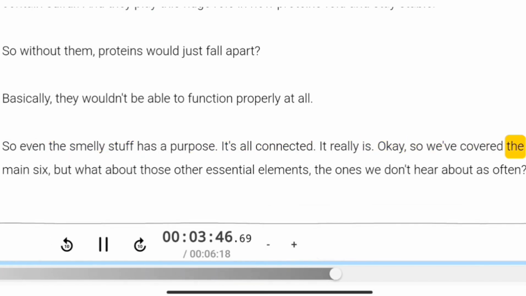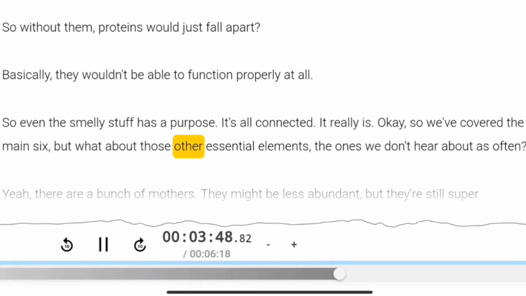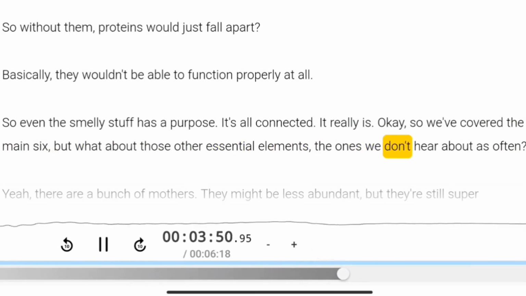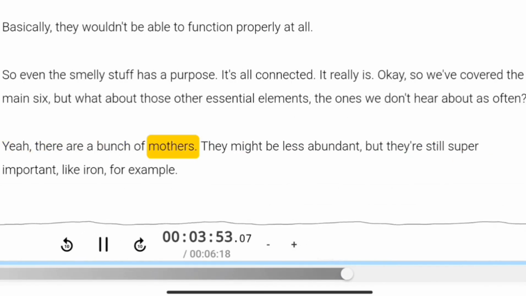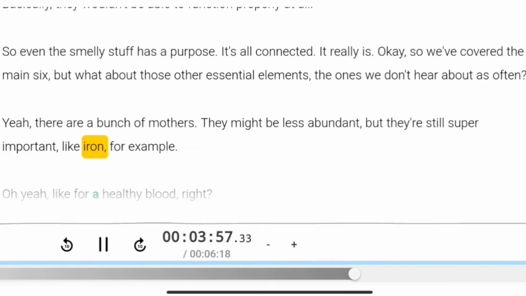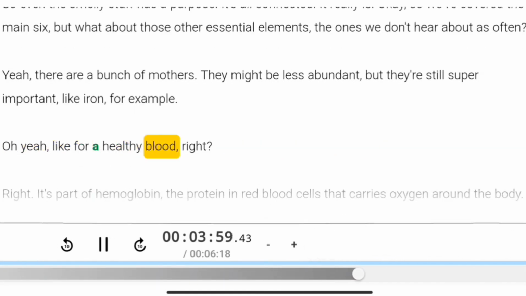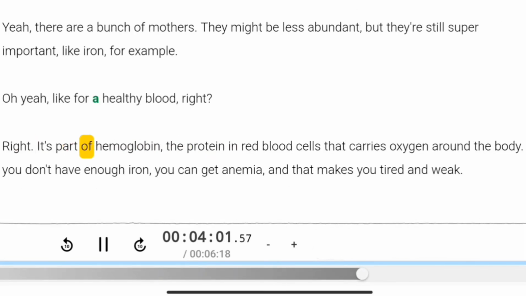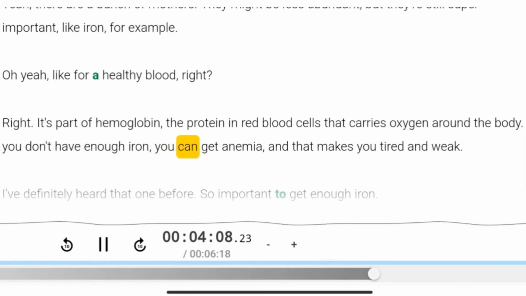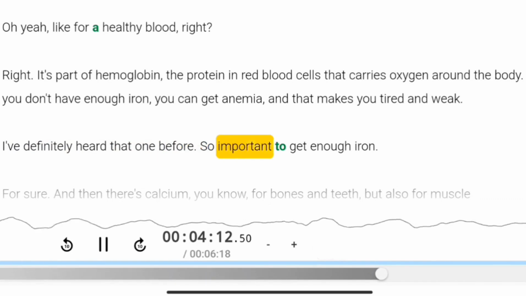Okay, so we've covered the main 6, but what about those other essential elements? The ones we don't hear about as often? Yeah, there are a bunch of others. They might be less abundant, but they're still super important, like iron, for example. Oh yeah, for healthy blood, right? Right. It's part of hemoglobin, the protein in red blood cells that carries oxygen around the body. If you don't have enough iron, you can get anemia, and that makes you tired and weak. I've definitely heard that one before. So important, get enough iron.